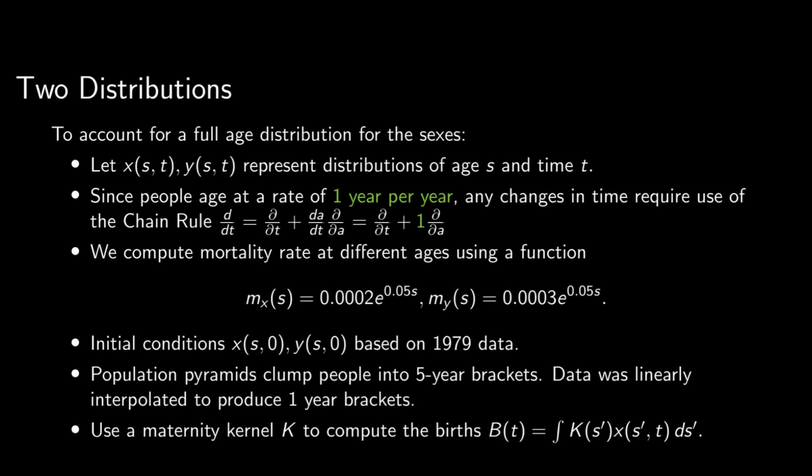Mortality rates are age-dependent and modeled exponentially, starting out with a small proportion of deaths that slowly ramps up over a lifetime, with men dying faster than women. Now, this does not technically consider infant mortality, but that happens on a timescale too small to resolve for this model, and is accounted for in the birth rate. Initial conditions are taken from the 1979 population data.